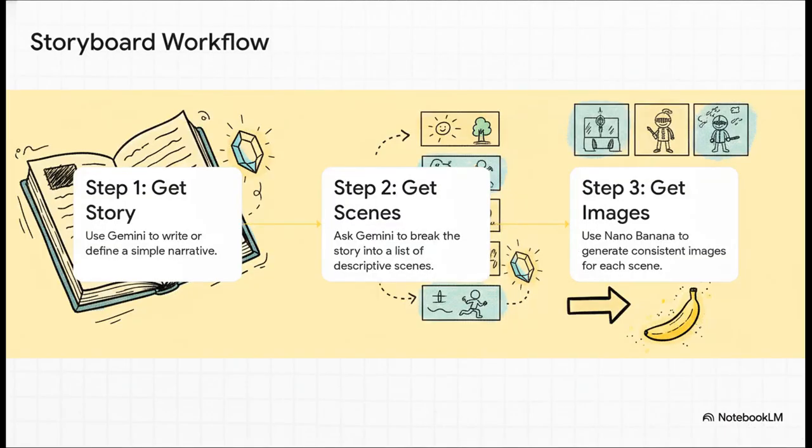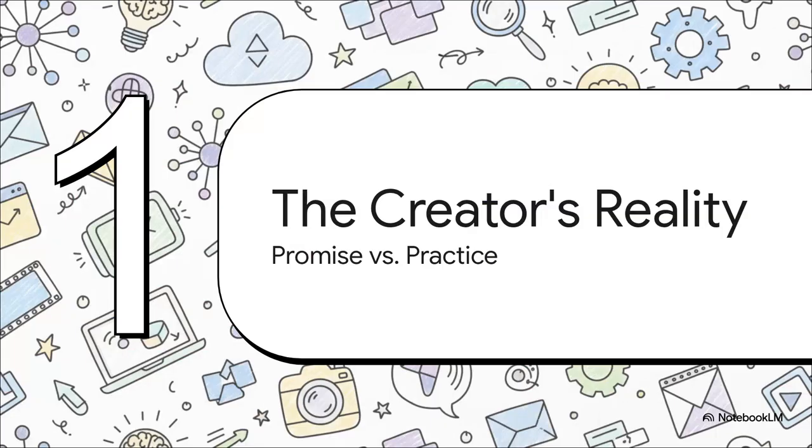And you can take this even further, building out a much more complex workflow. A creator can start by just asking Gemini to write a simple story. Then they can have Gemini break that story down into a list of descriptive scenes. And finally, they feed all those descriptions to Nano Banana, which then generates a consistent set of images for the entire storyboard, all ready to be animated. So the potential here is obviously massive.